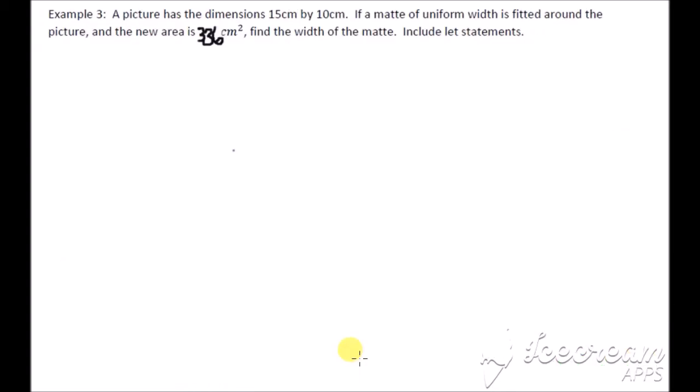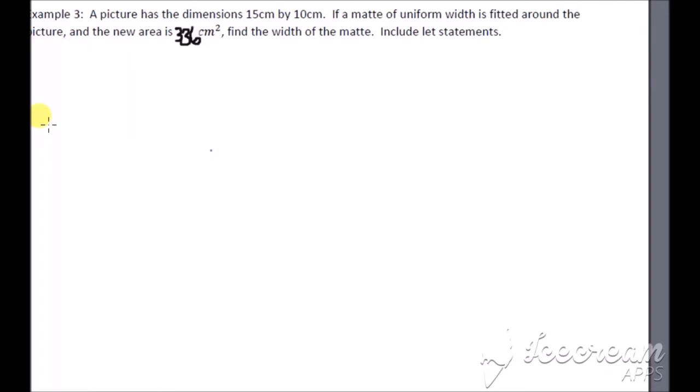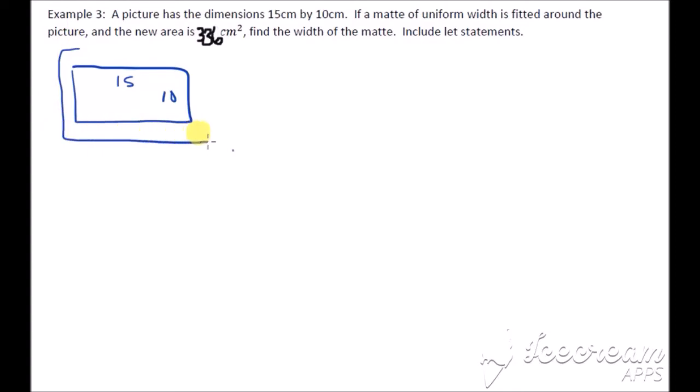Okay, example 3. A picture has the dimensions of 15 by 10. So we're going to go ahead and just draw a rectangular picture. This is 15 by 10. Let's put the 15 inside. Okay, if a mat of uniform width is fitted around the picture and the new area is 336. A mat border is usually white or black and it just makes your picture pop.